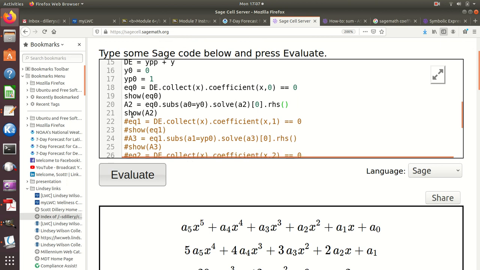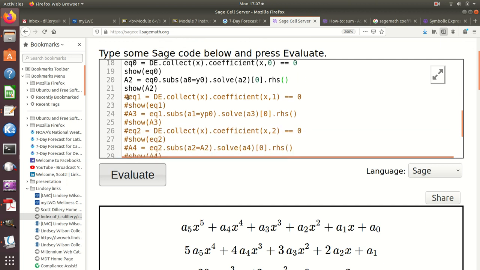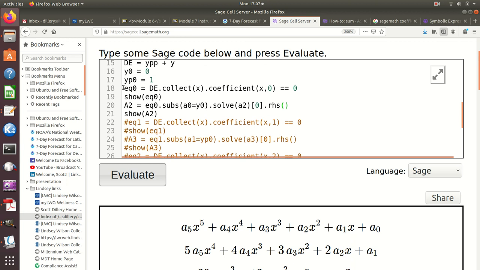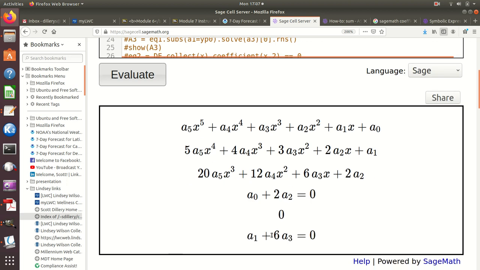So then I just copy those 4 lines. What I did was I took those 4 lines, I copied and pasted them, and then I changed the 0 to a 1 for equation 1, and the 0 here I changed to a 1 because I want the x coefficient. And so I do that, and so there's my 0. Now here's my second equation, a1 plus 6a3 equals 0.